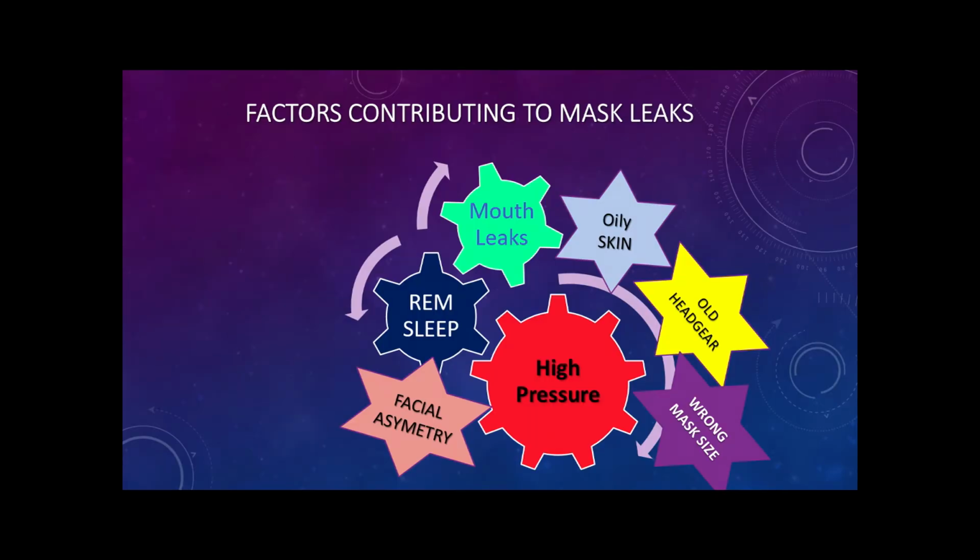I'd like to talk about the 7 factors that I believe are critical with regard to mask leaks. They are facial asymmetry, REM sleep, mouth leaks, oily skin, worn old headgear, and wrong mask size. But perhaps the most important factor is the role of high pressure. Generally speaking, as pressure increases, the probability of a mask leak increases proportionately. High pressure in the range of 18 to 30 centimeters of water definitely amplifies the effects of all of these factors for mask leaks.